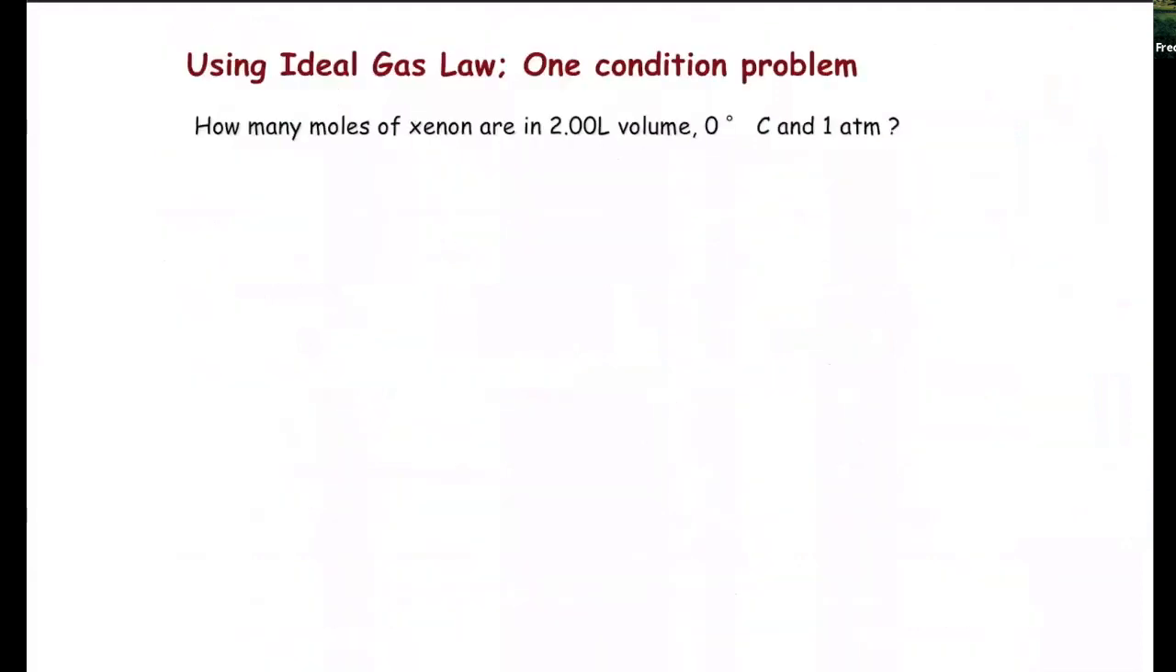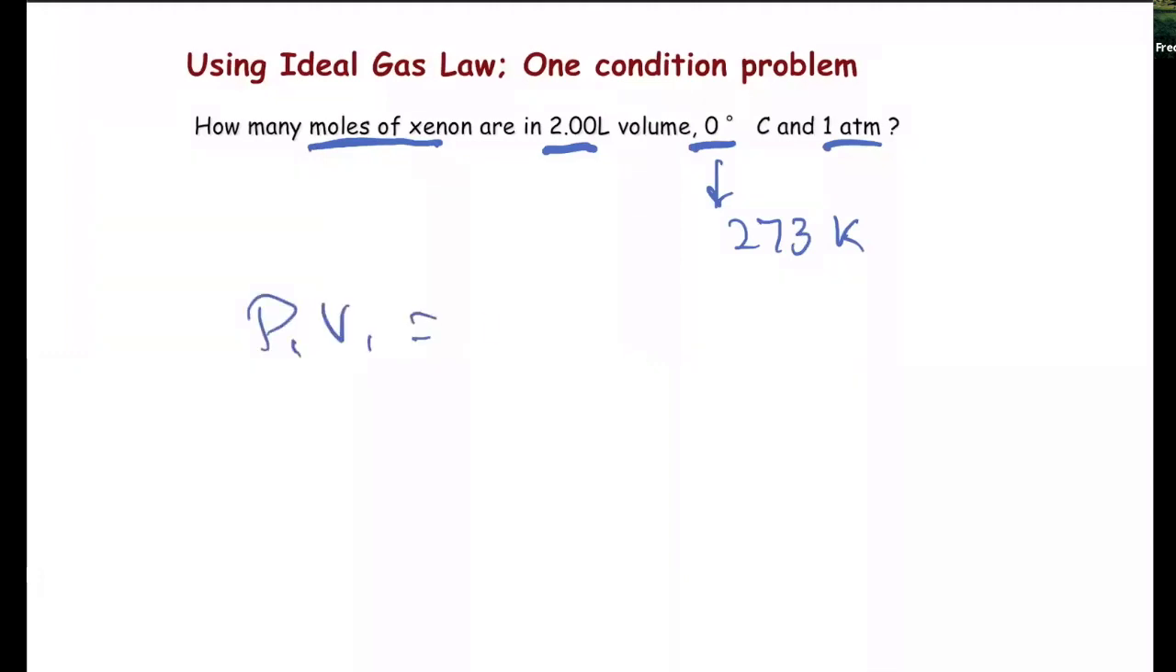So let's do a quick problem. This is a condition 1 problem. It says, how many moles of xenon are in 2 liters, 0 degrees, and 1 atmosphere? Well, always convert your temperature, no matter what, to Kelvin. 0 degrees is 273 degrees Kelvin. Remember, this is a condition 1 problem, so P1V1 equals n1RT1.